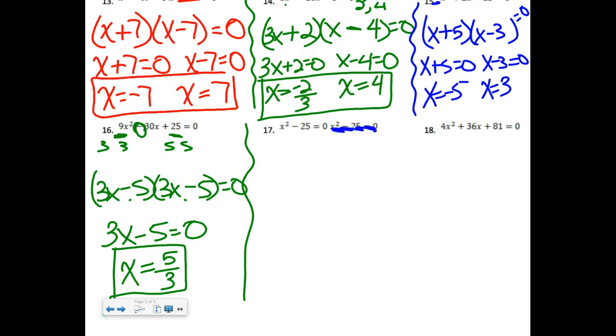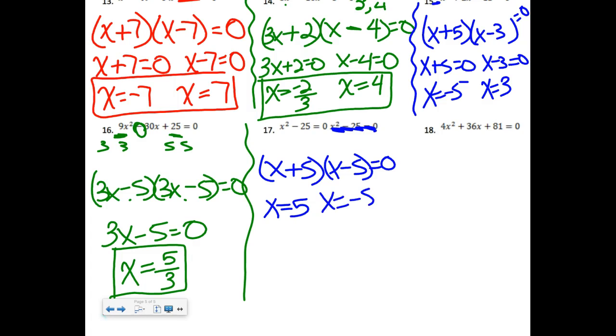Alright, so this one, difference of squares. So I'm going to have x plus 5 and x minus 5. Again, when we solve these, I'm going to go straight to solving. We're going to have x equals 5 and x equals negative 5. Reminder, if you want to get real crazy, you could write this as x equals plus or minus 5.